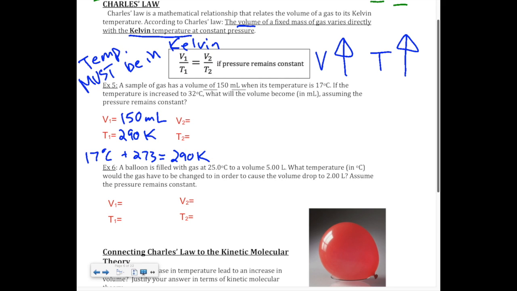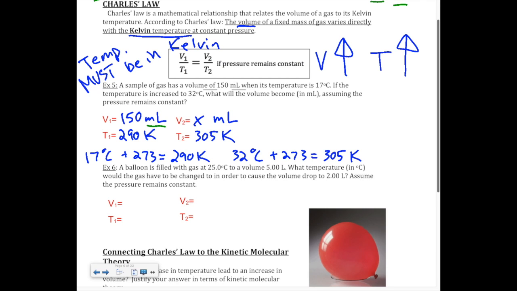If the temperature is increased to 32 degrees Celsius, so take 32 degrees Celsius and then add 273, I will end up with 305 Kelvin. So write 305 Kelvin. Now my unknown is my volume, and this is going to be in milliliters. How did you know that? Because I started off with milliliters for V1. Okay, so the units are still going to be the same.